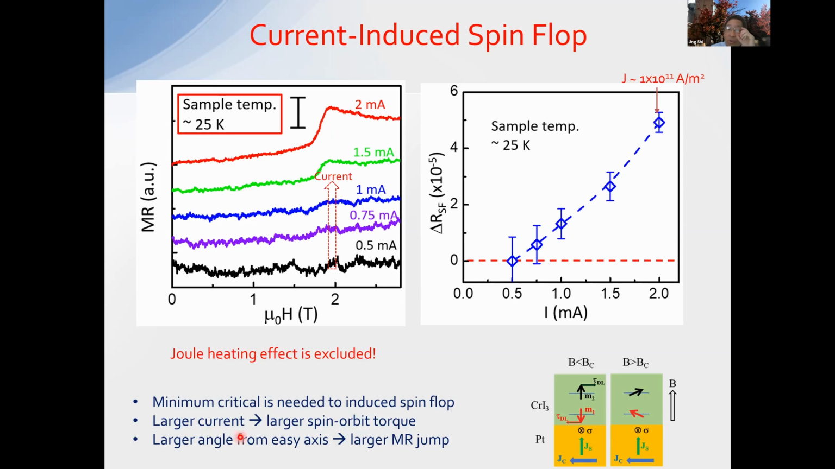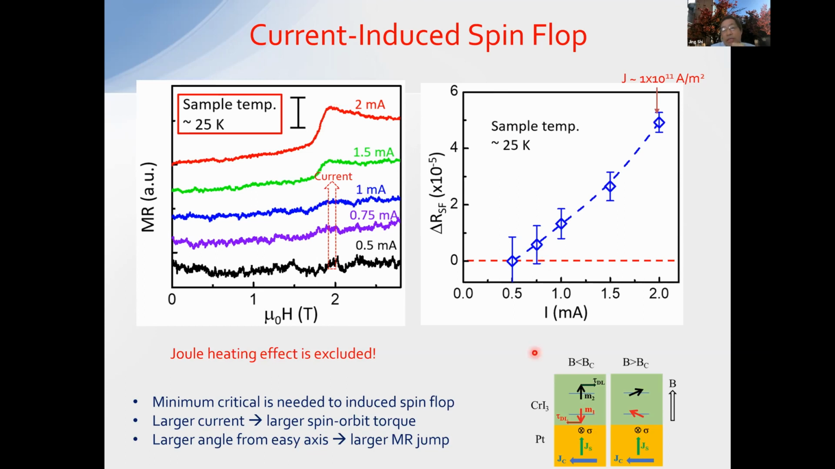So we compare the current dependence at the same temperature. We see some minimum critical current is needed to see this feature, and the larger the current, the larger the jump size, which is probably due to the angle in the spin flop intermediate state. The large angle will give you this, due to the angle argument I showed you earlier.